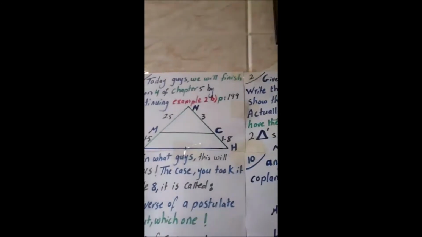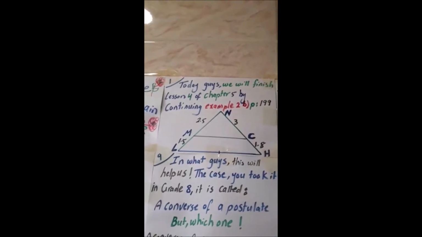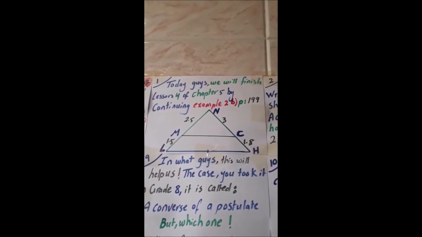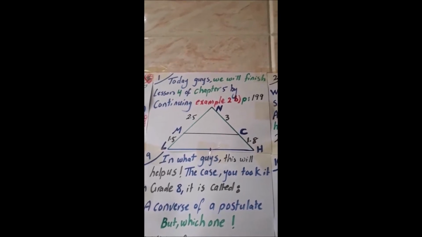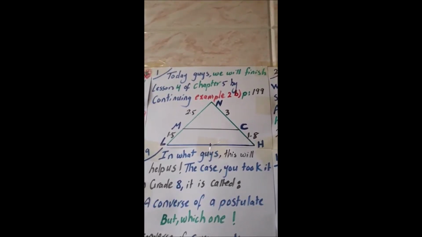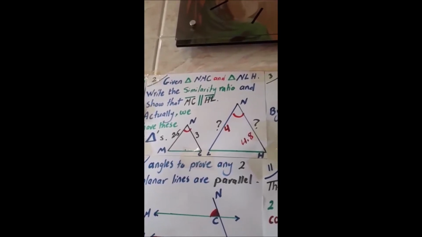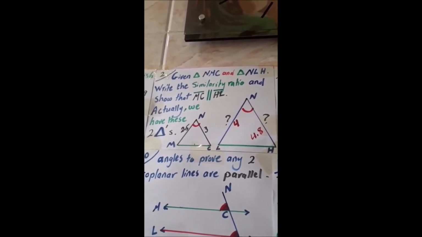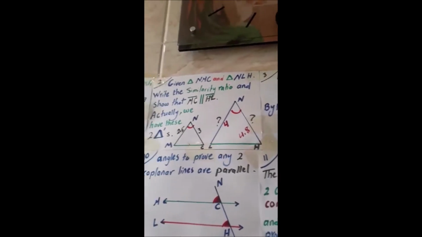Today, guys, we will finish lesson 4 of chapter 5 by continuing example 2, part B, page 199. As you see, here we have two triangles, NMC and NLH, and they are inside each other. NMC is the small one, and NLH is the big one. Given triangles NMC and NLH, write the similarity ratio and show that MC is parallel to HL. That means we have to show that MC and HL are parallel.